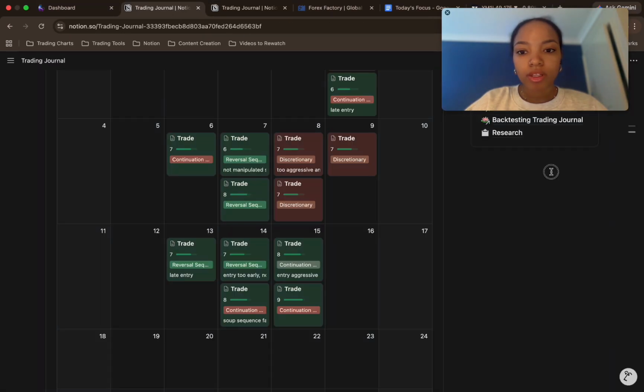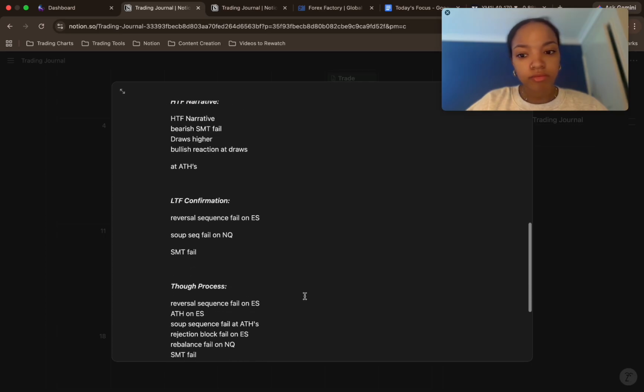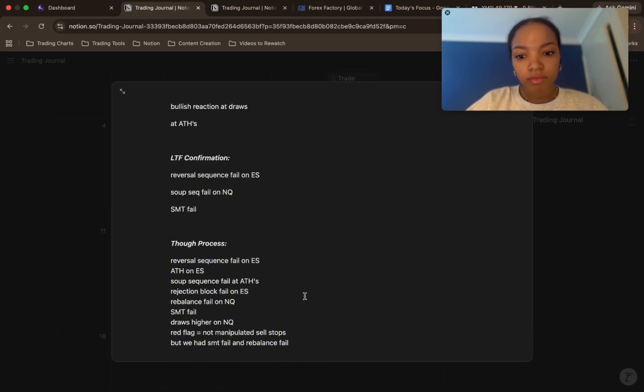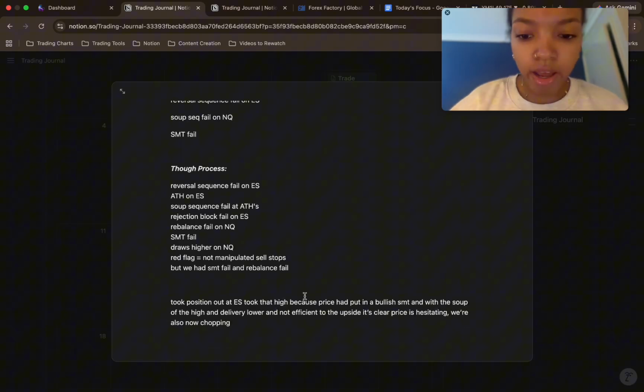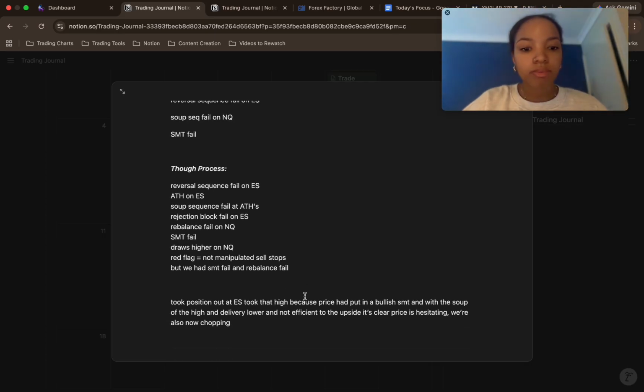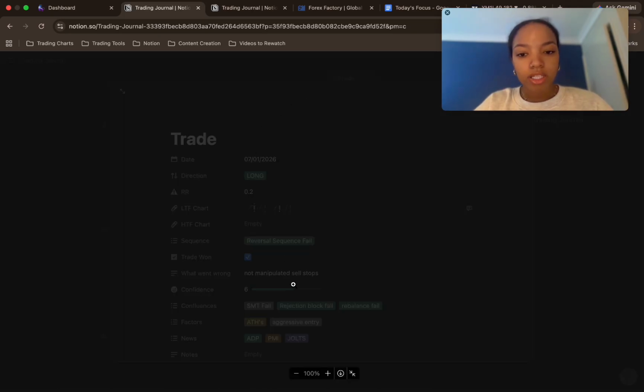Alright, trade number 2. Oh, we got 0.2R. Reversal sequence fail on ES, all-time high on ES, soup sequence fail at all-time highs, rejection block fail on ES, rebalance fail on NQ, SMT fail, draws higher on NQ, red flag, not manipulated sell stops. Took position out as ES took that high because price put in a bullish SMT with the soup of the high and delivery lower and not efficient to the upside, but it's clear price is hesitating now, also chopping. Alright, let's see.